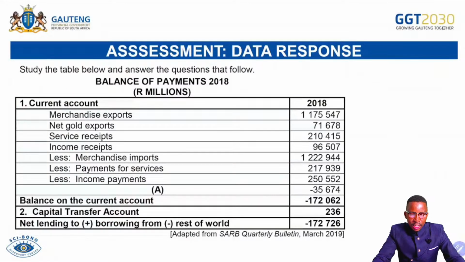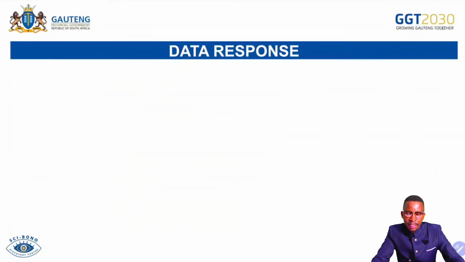Then let's check here. We are given the BOP under the current account, where you have merchandise exports, net gold export, services. So all the current account components are provided here. Then you are given A. Be aware that once you are given A, there will be a question here, and there might be some calculation needed.